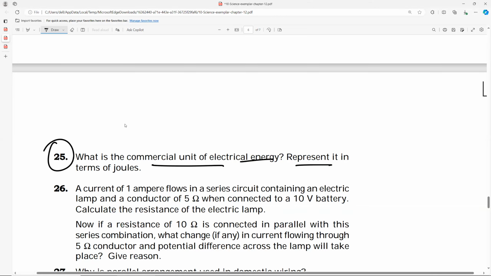Do you know? Anybody in the class? The value also. And what is the commercial unit? Sir, the kilowatt hour is a commercial unit and the value is 3.6 into 10 to the power 6. Kilowatt hour is the commercial unit. We represent it in the simple form kWh.